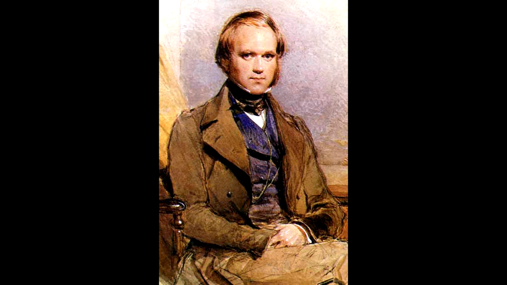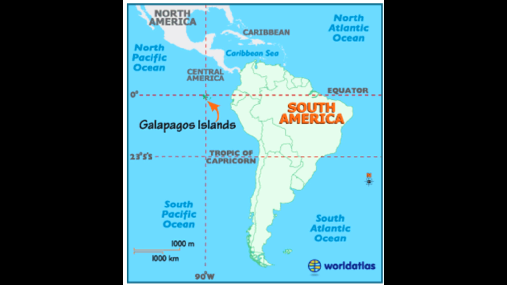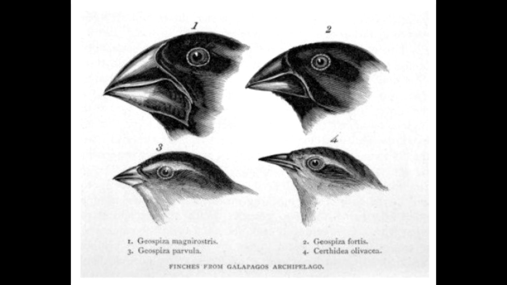Charles Darwin left England in 1831 on a ship named the Beagle to sail around the world on a scientific expedition. One of the places he visited on his voyage was an isolated group of islands in the Pacific Ocean, 600 miles from the South American shore, called the Galapagos Islands. There, among other unique forms of life, he found an unusual group of finches.